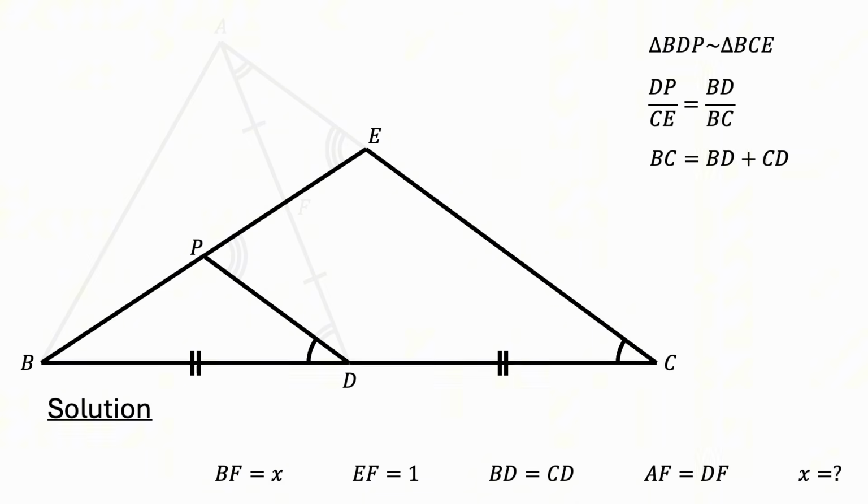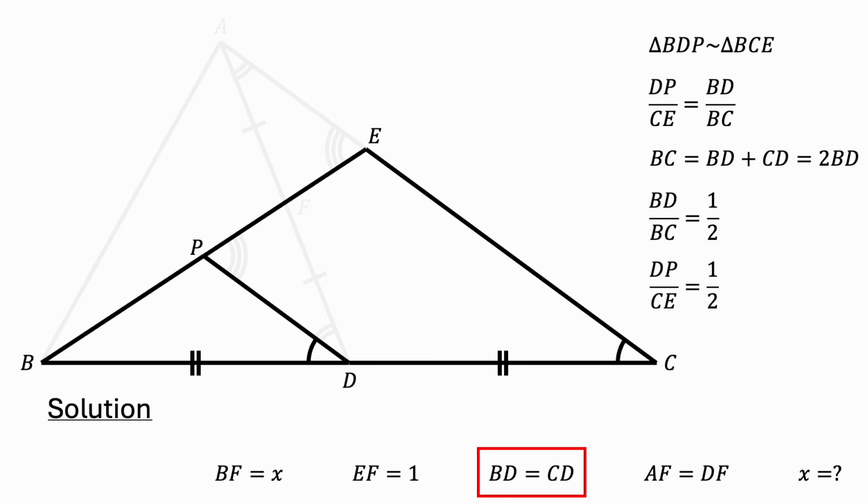But BC equals BD plus CD. Since BD equals CD, BC equals 2BD. Thus, BD over BC equals half. So, DP over CE equals half, and DP equals half CE.